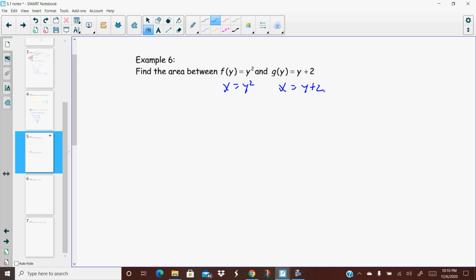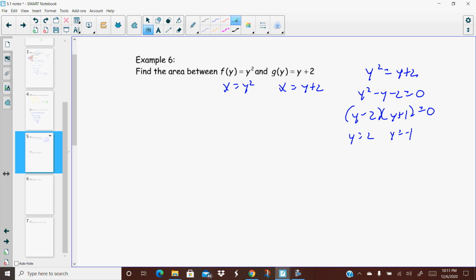So I'm going to have to find the y bounds, which means I will set each of these things equal to each other. And this is a quadratic, so I am going to subtract the y and the 2 to the left so I can get one side equal to 0. And then a little bit of factoring. That's going to be y minus 2, y plus 1. So y is either going to be 2 or negative 1, and that gives us our bounds. So now we can take the integral from negative 1 to positive 2.